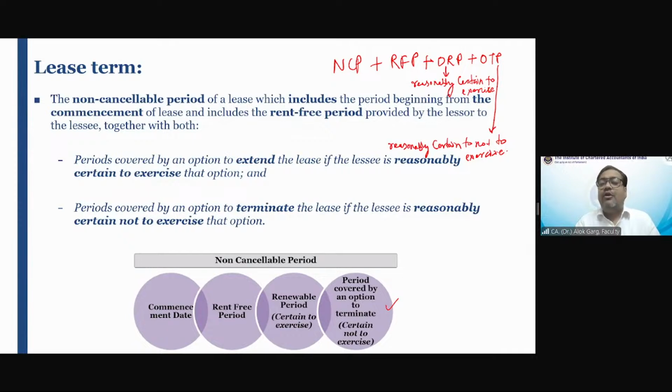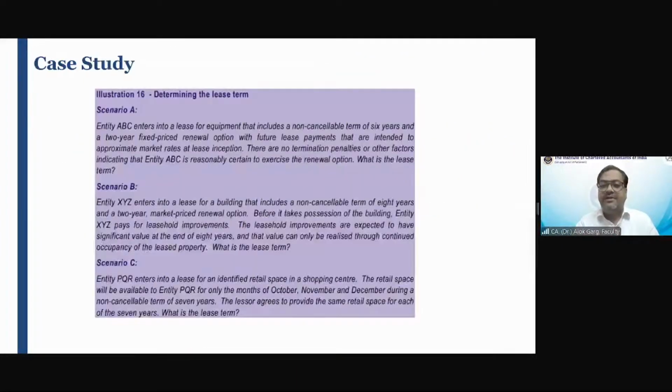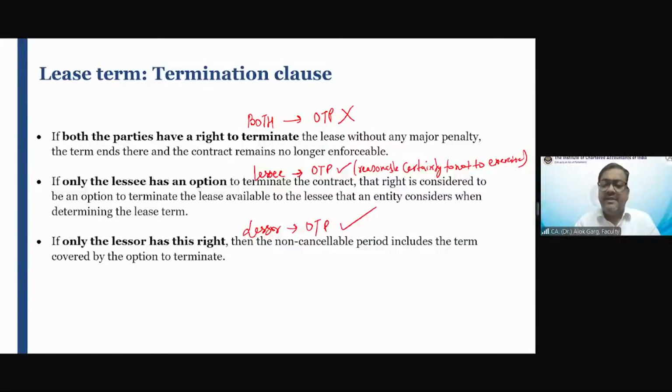Then we covered lease term. Lease term is equal to non-cancelable period plus rent-free period plus optional renewal period if lessee is reasonably certain to exercise that option, plus optional termination period if lessee is reasonably certain not to exercise the optional termination period, right? Friends, we have also discussed in case of a termination clause, if both the parties have a right to terminate, then the optional termination period is not required to be considered for the computation of lease term. But if only the lessee has the option, in that case, you need to see the reasonable certainty not to exercise the termination option.